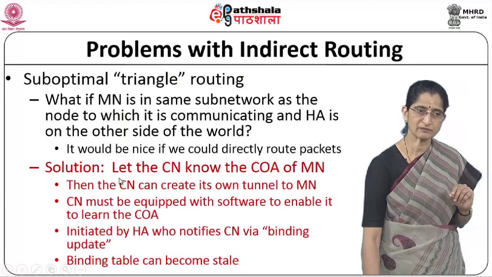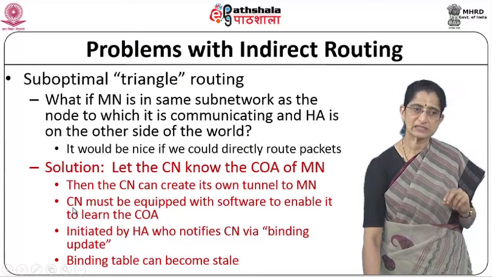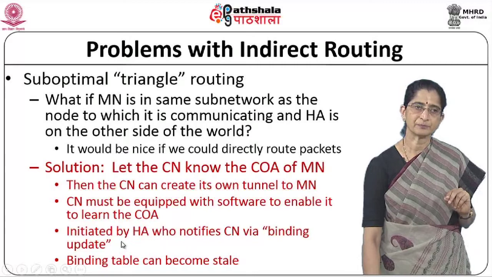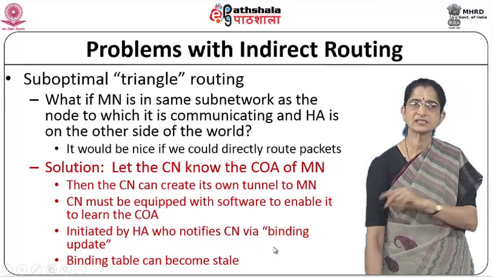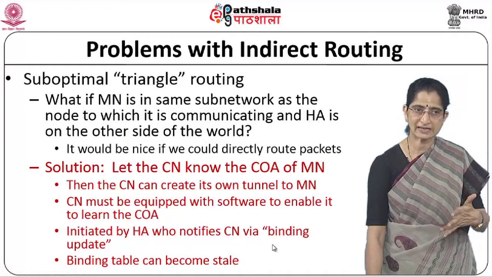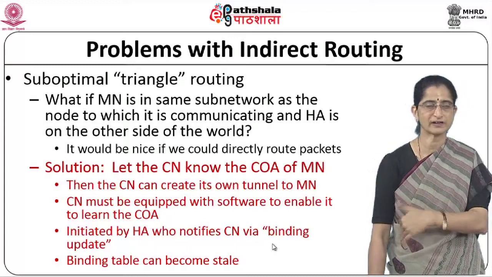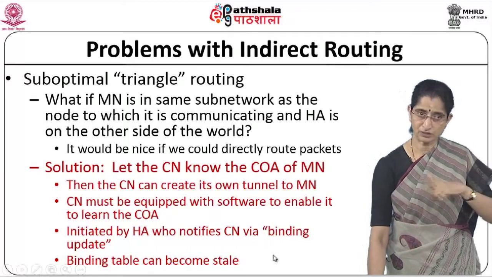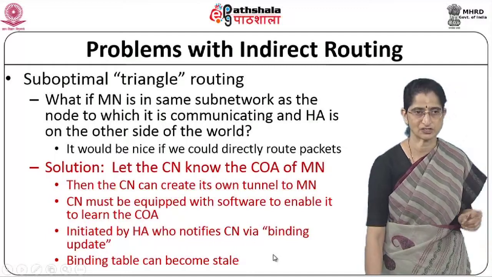This is possible if you let the correspondent node know the care of address of the mobile node. So, the CN must be equipped with software to enable it to learn the care of address, initiated by the home agent, which can notify the CN that this is a binding update, that you will bind this address hereafter to this care of address. So, it is almost like saying that you will keep track of this binding, and you can use the care of address to forward the packets to this particular mobile node. Of course, the binding table can become stale because the mobile node may move. So, you will have to send the binding updates frequently whenever there is a change.